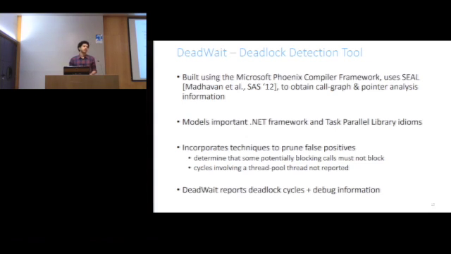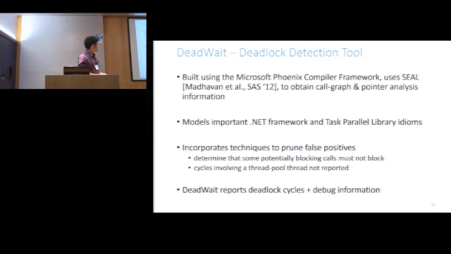So in addition to the concurrency introduced by async await, there's also concurrency injected by certain framework methods that it is important to model, and Deadweight does this. It also incorporates techniques to prune false positives. For example, cycles involving a thread pool thread are not reported because in .NET the thread pool can grow on demand, and we observed that these kind of cycles don't really correspond to real deadlocks in practice.